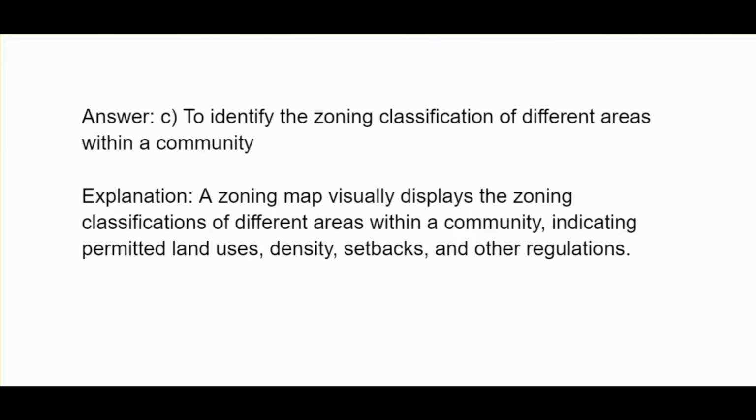C, to identify the zoning classification of different areas within a community. A zoning map visually displays the zoning classification of different areas within a community, indicating permitted land uses, density, setbacks, and other regulations.